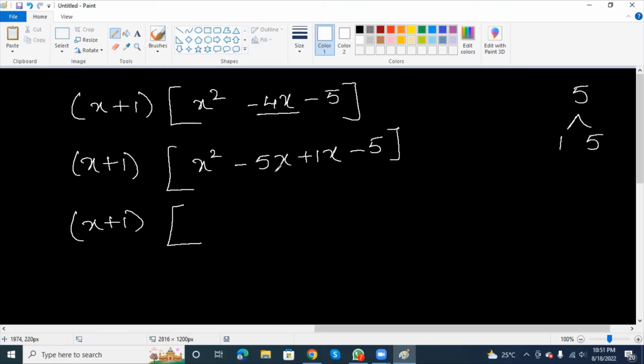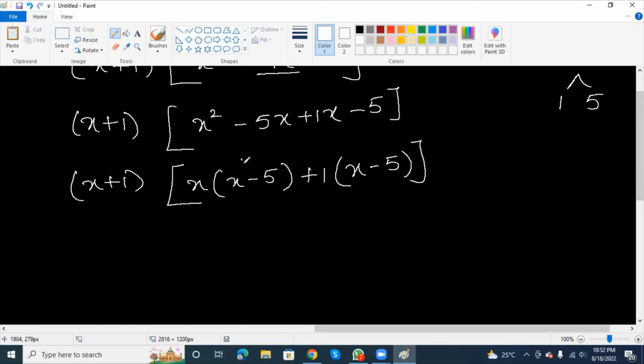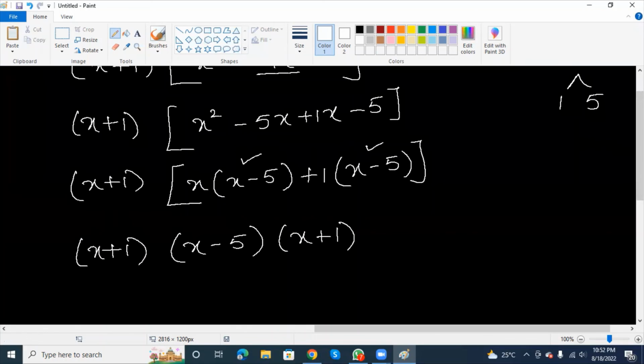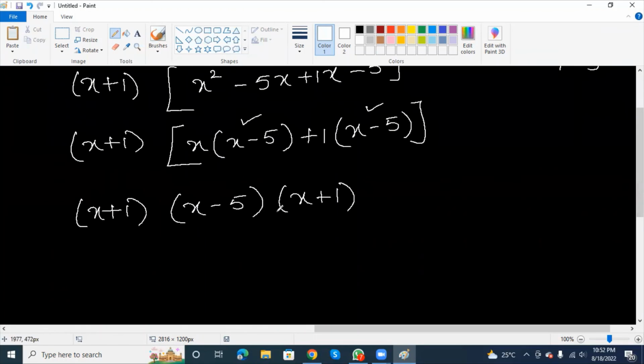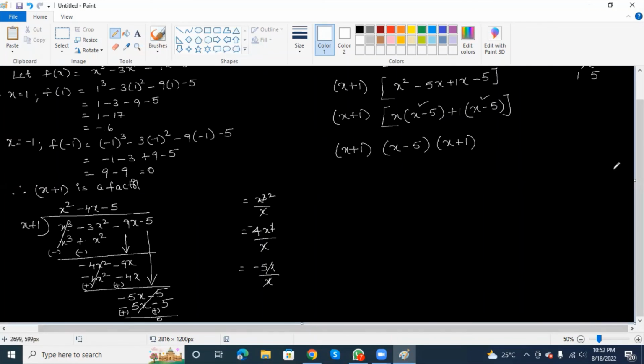So in these two, what is common? Just x is common, so x minus 5 remains. Here, nothing is common in these two, so simply take 1 as a common factor, so x minus 5. If we observe, x minus 5 is repeated twice, so we can take it one time, x minus 5, and the remaining terms, x plus 1, another time. So now finally we got the three factors: x plus 1, x minus 5, x plus 1. This is the way of solving.